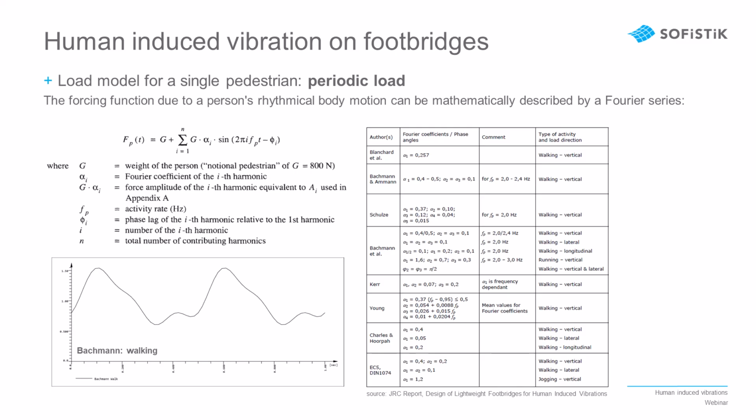The plot on the bottom left side is showcasing a vertical loading over time, obtained using the Bachmann coefficients and associated with one pedestrian walking. A time domain function like this is an input ready to be used directly in SOFiSTiK.